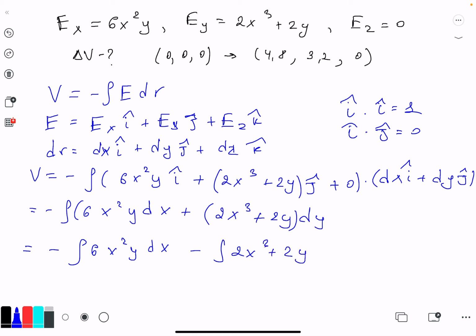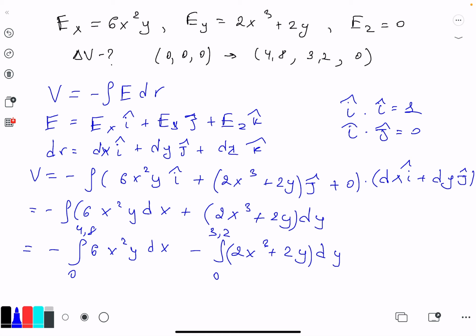Okay, now what are the limits? Now we know that we need to find the electric potential difference between the origin and the point 4.8, 3.2 and 0. So that means for the x we have limits from 0, from the origin, to 4.8. Okay, what about the y? We have 0 and 3.2. So that's it. The rest of the thing will be just the math. So once you plug in the numbers, you get the answer.